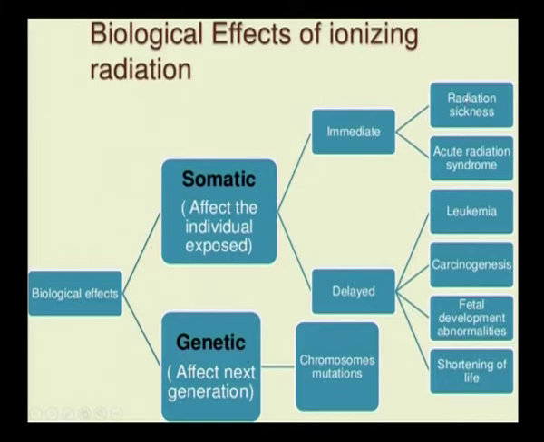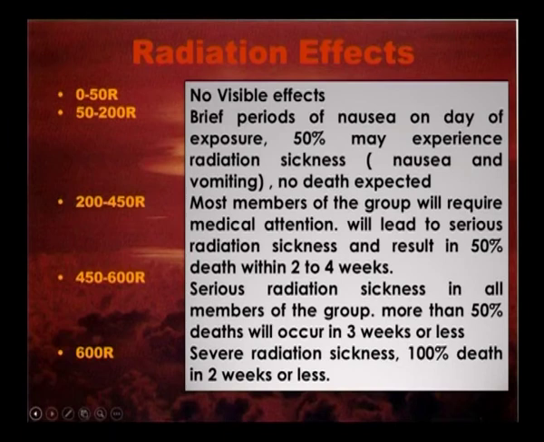Immediate effects that we see are radiation sickness like vomiting, acute radiation syndrome. Delayed effects that you see are leukemia, that is blood cancer, carcinogenesis, which is again different forms of cancer that can show up later on, fetal development abnormalities, and shortening of life. If you look at the different effects of radiation on humans, 0 to 50, there is pretty much no visible effect. 50 to 200, you have brief periods of nausea on the day of exposure. 50% of this group may experience radiation sickness, nausea and vomiting. No death as such is expected.